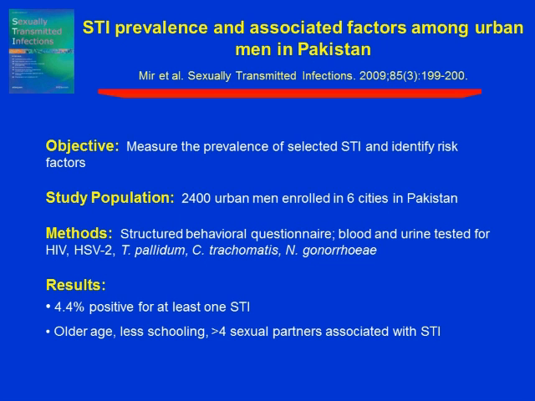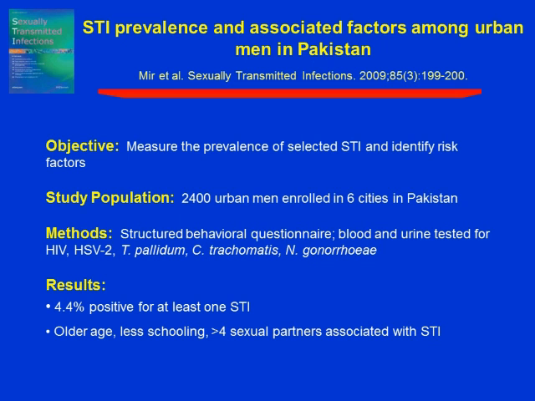So the first example of an analytic study design is a study that was looking at STI prevalence and associated factors among urban men in Pakistan. The objective of this study was to measure the prevalence of selected STI, sexually transmitted infections, and identify risk factors. Their study population was 2,400 urban men enrolled in 6 cities in Pakistan, and they essentially just went to these cities and enrolled as many of the men as would agree to participate in the study.